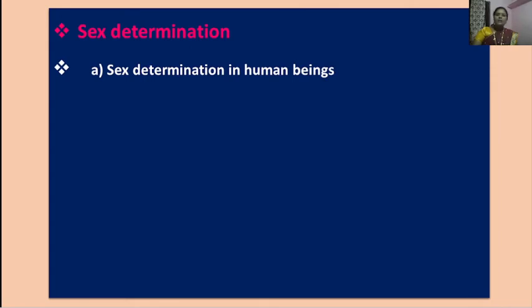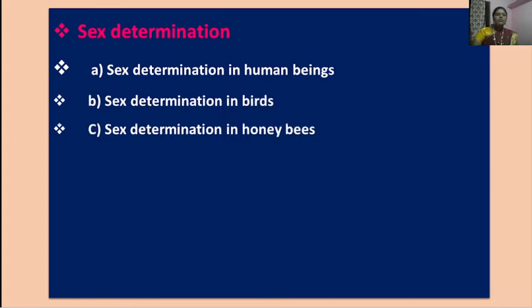is sex determination in human beings, another one is sex determination in birds, and the third one is sex determination in honeybees. Okay, these 3 points are given in our textbook. So we cover these 3 points under sex determination. Then another point is genetic disorder.